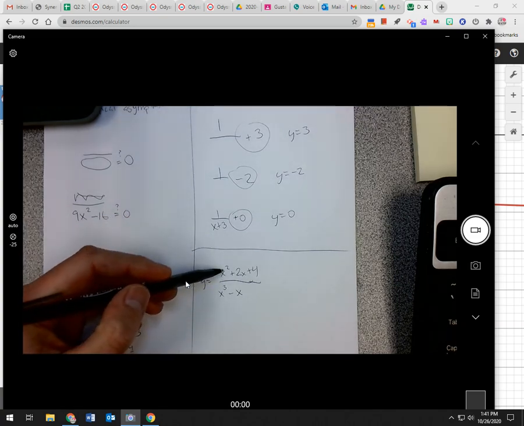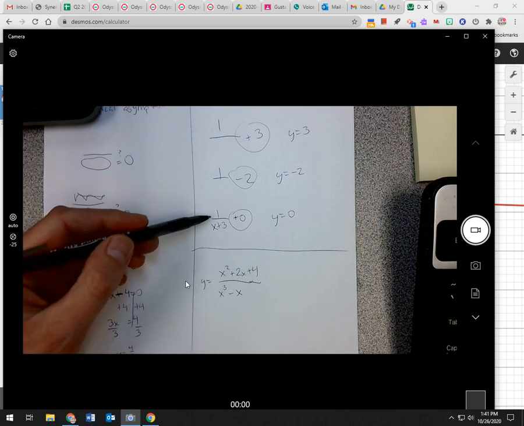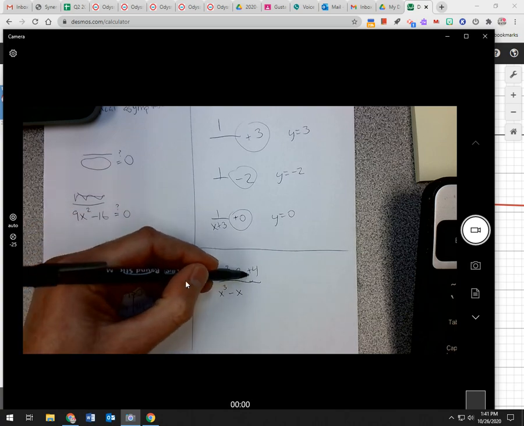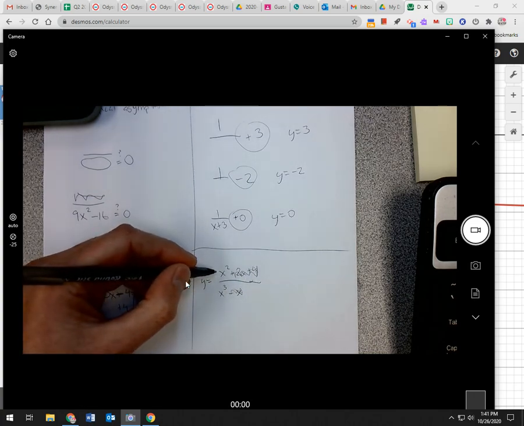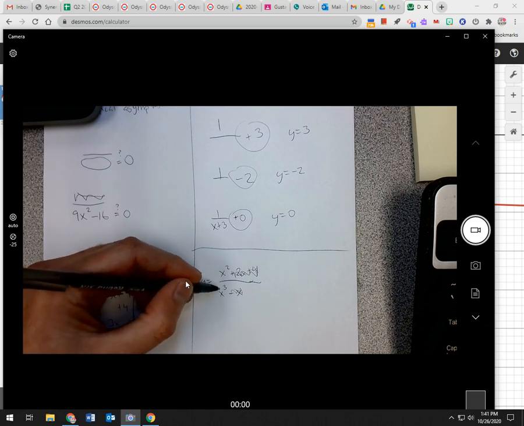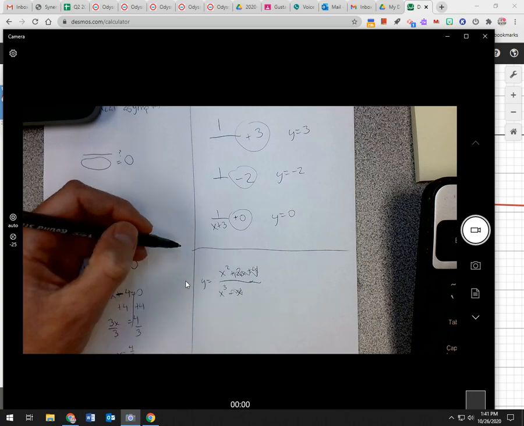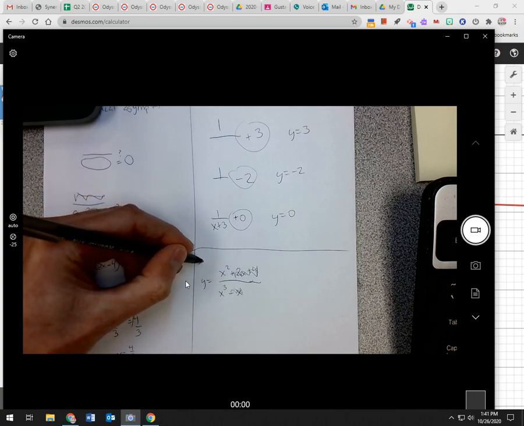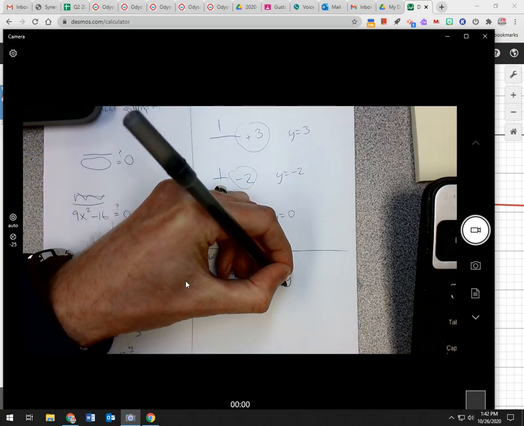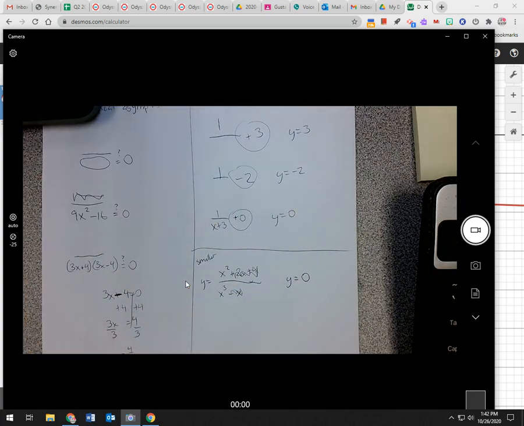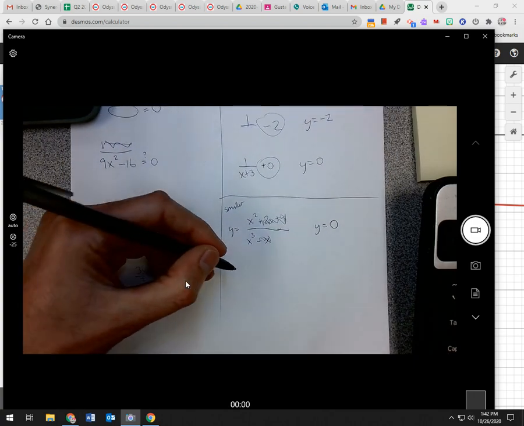If it's got a polynomial on top, so you've got a big thing of stuff on the top, not just 1, then we don't care about most of it. All we're concerned about is these leading powers here. If the first power is smaller than the second power, it's always going to be y equals 0. That's the horizontal asymptote. That's where that horizontal line is.